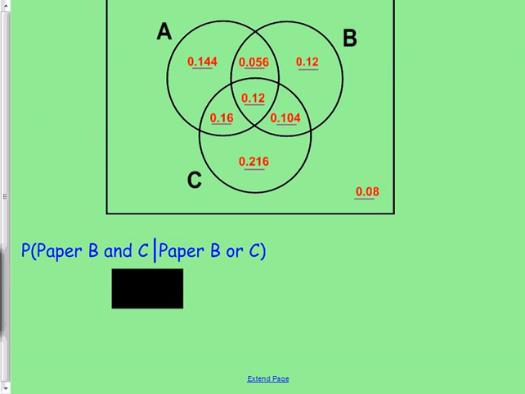Okay, here's what you should have done. B or C, or means you add them together. All of these are the possibles. There's a smart way and a not so smart way to get that answer. You can add them all up, and that's probably what most of you did. Or you could take 1 minus the ones you don't want, those two. So you could take 1 minus 0.08 minus 0.144. Either way works.